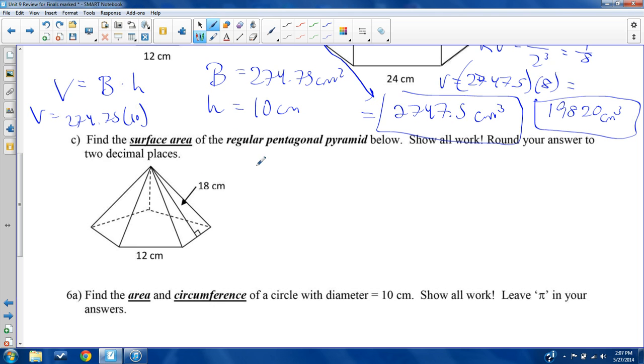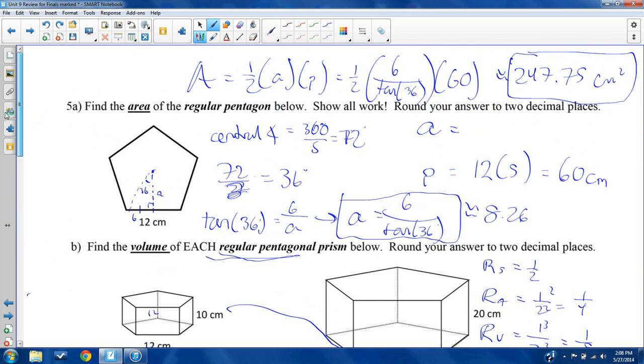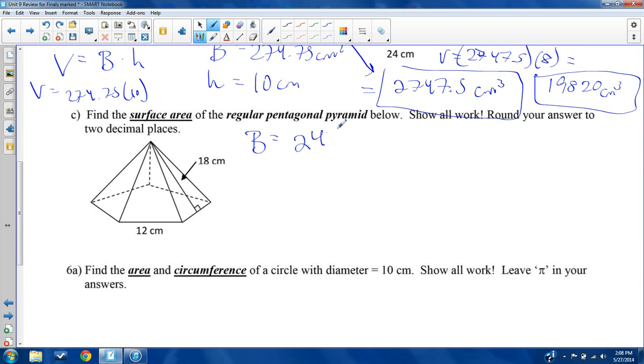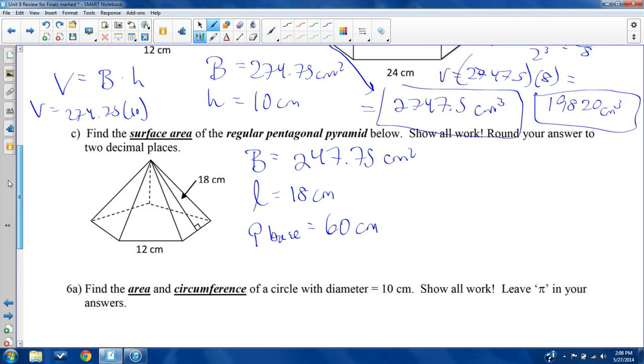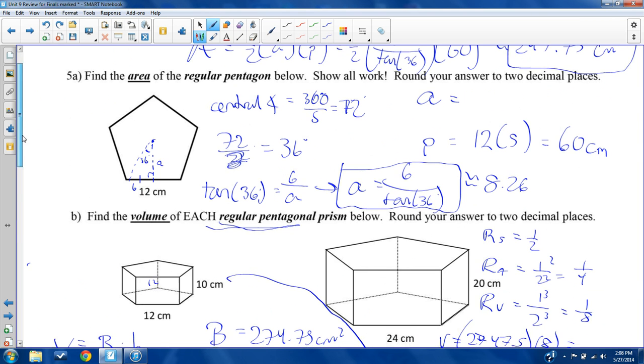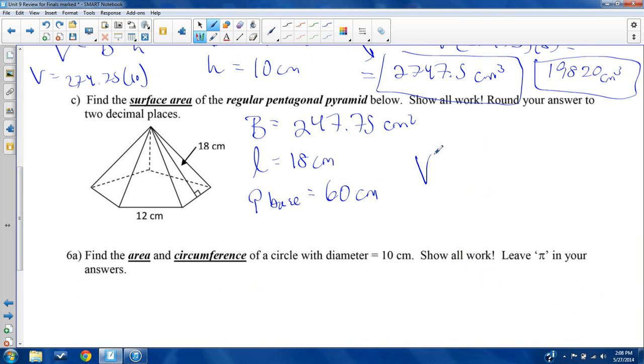18 is your slant height. So I have area of base is 247.75 square centimeters. Your slant height is 18. And we also need the perimeter of the base, which was 60. We did that up top as well, right up there. Okay, because the surface area of a pyramid.